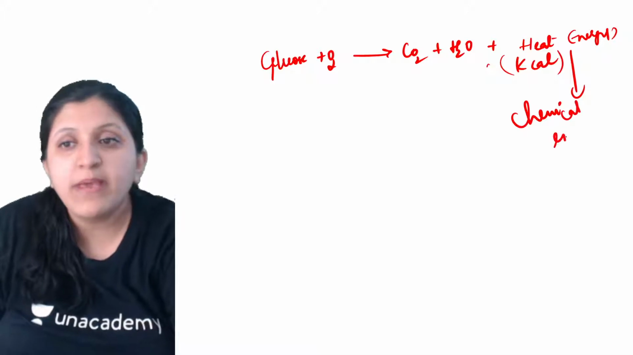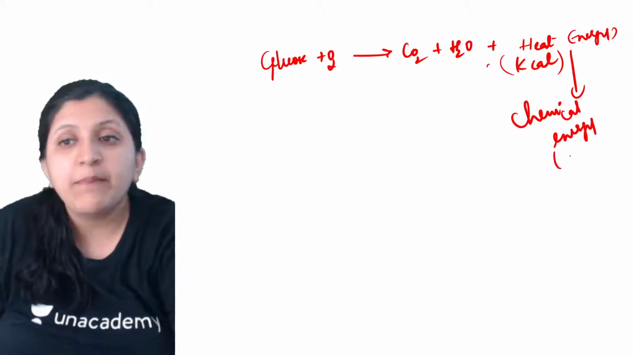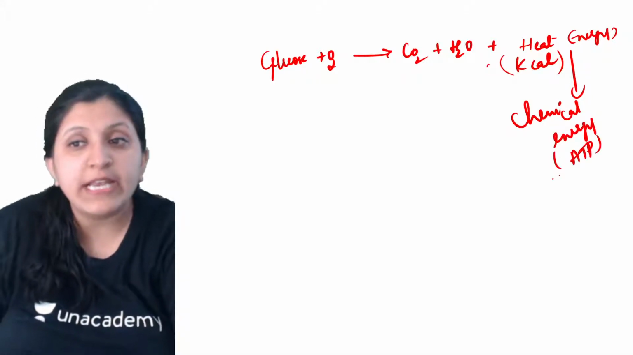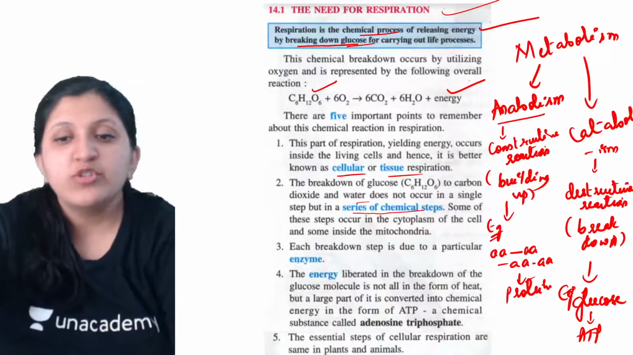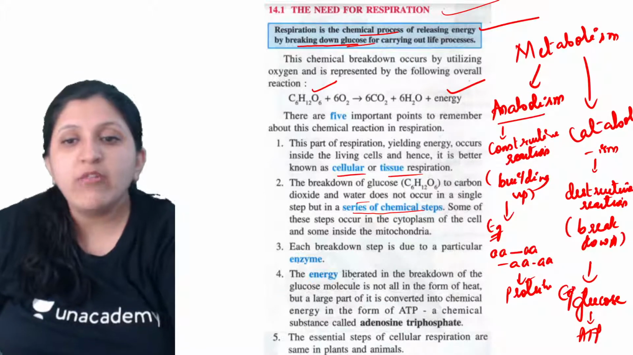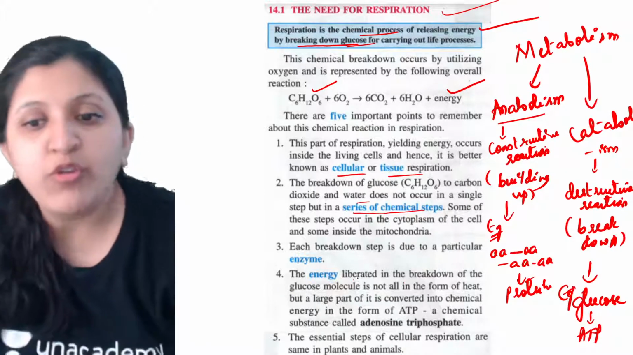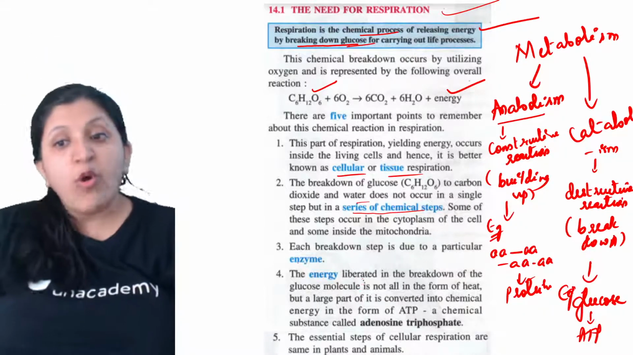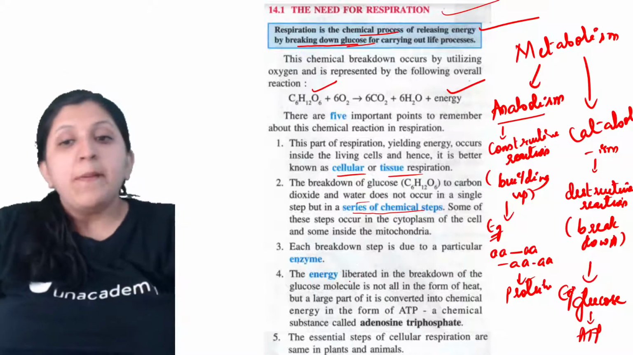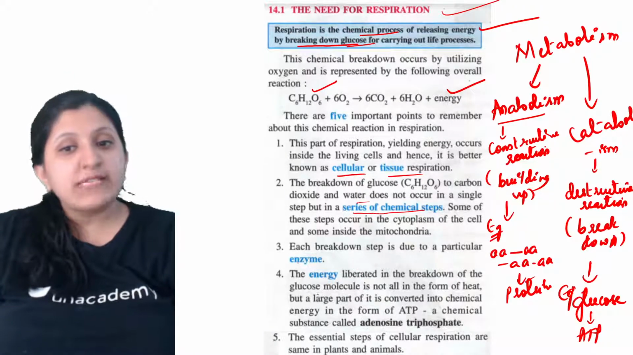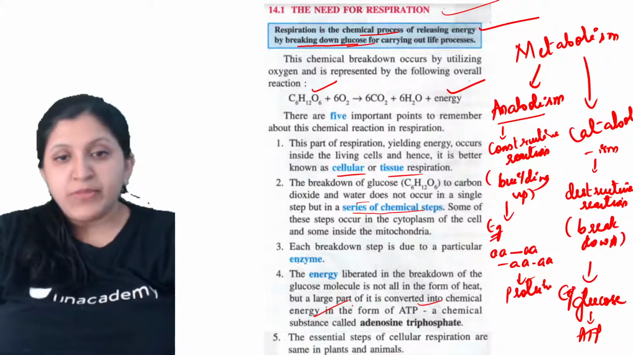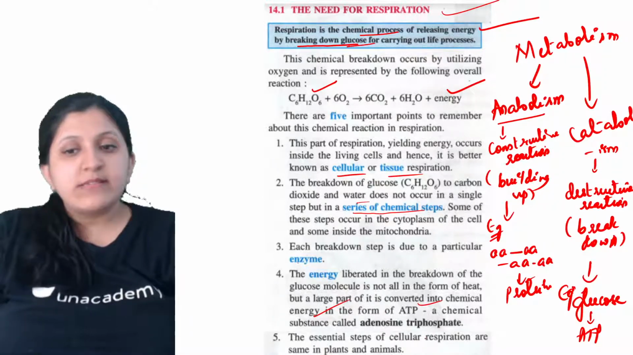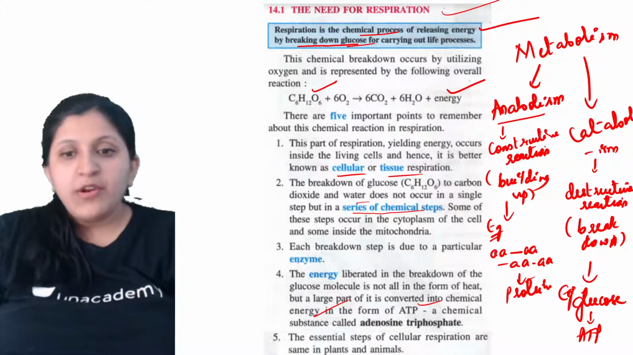So what is chemical energy? Chemical energy is actually ATP. So ATP is being generated there. Now, the energy liberated in the breakdown of the glucose molecule is not all in the form of heat itself, because a large part of it is converted into chemical energy in the form of ATP. This chemical substance is called adenosine triphosphate.